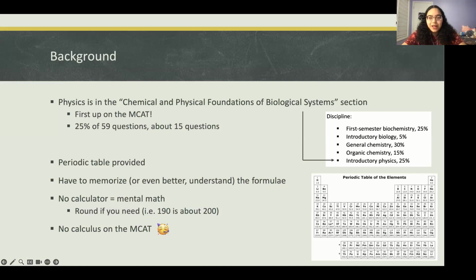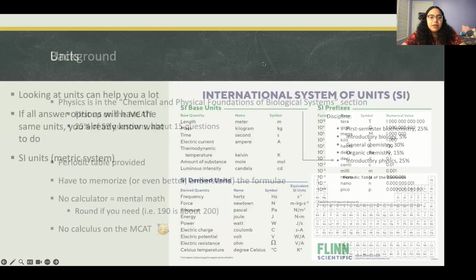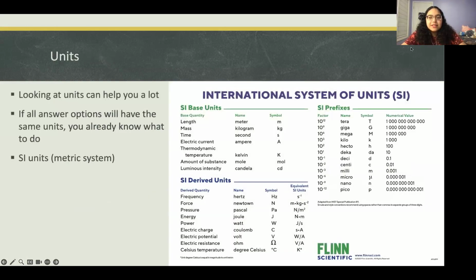And one good thing is there's no calculus. As much as the way we learn physics in Physics 1 and 2 is calculus based, you're mainly just going to need algebra for the MCAT. I guess the biggest tip for physics that I can recommend before we get into the review is looking at units and understanding units. It can help you a lot.